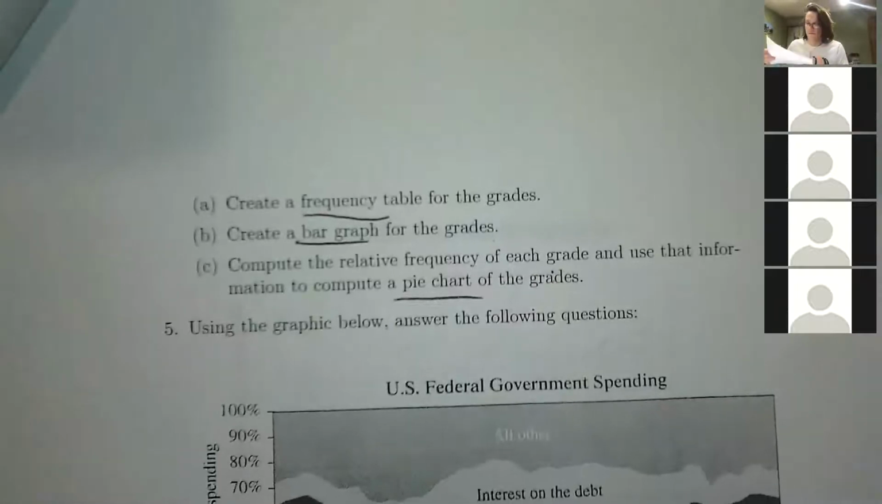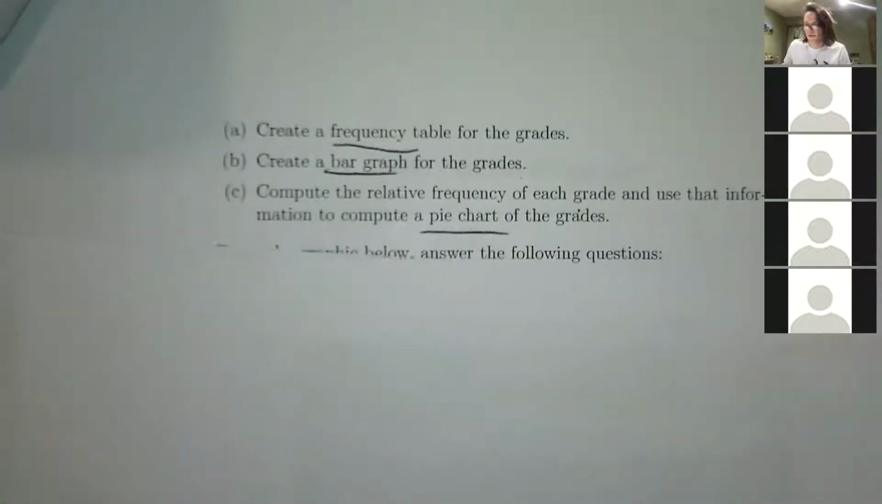When we're doing this on our test for the pie chart, can we just kind of freehand it? Yeah. Totally. No, you don't have to be very precise.